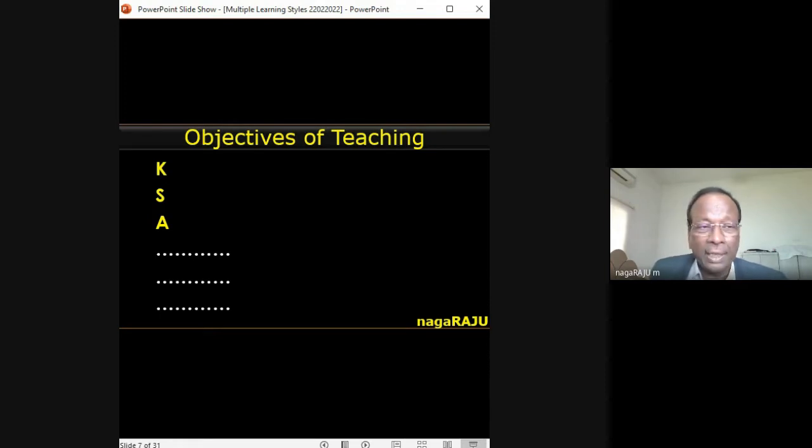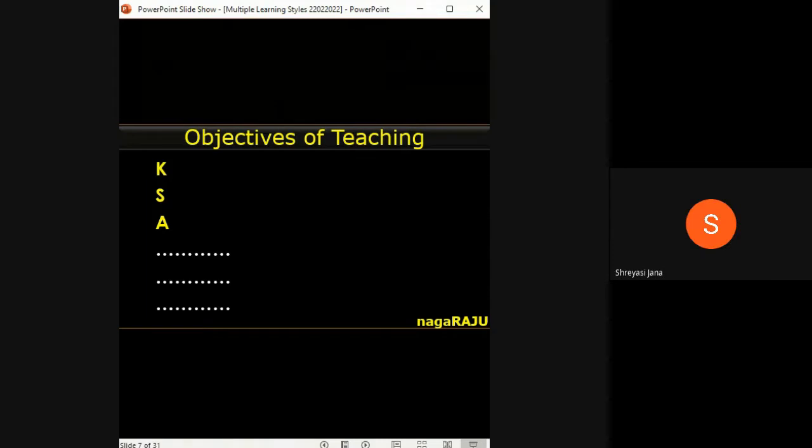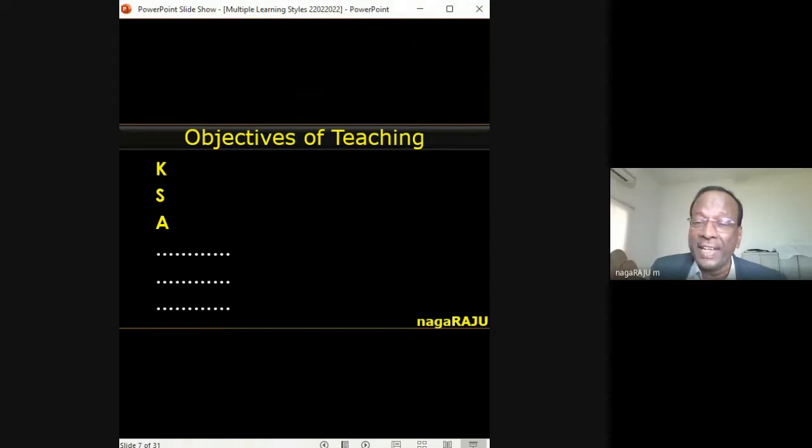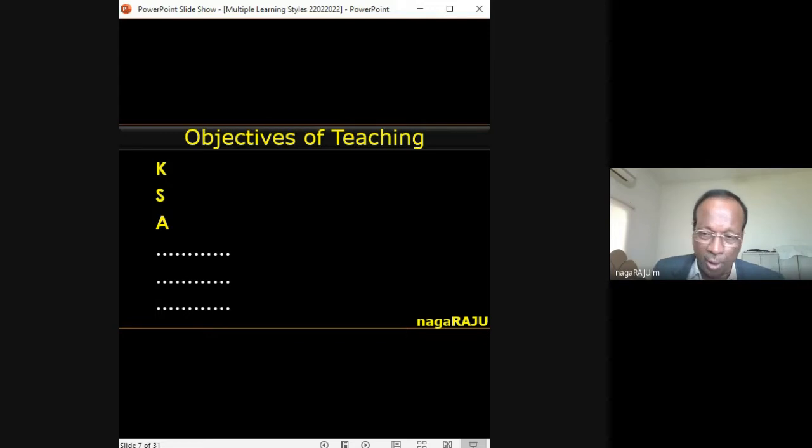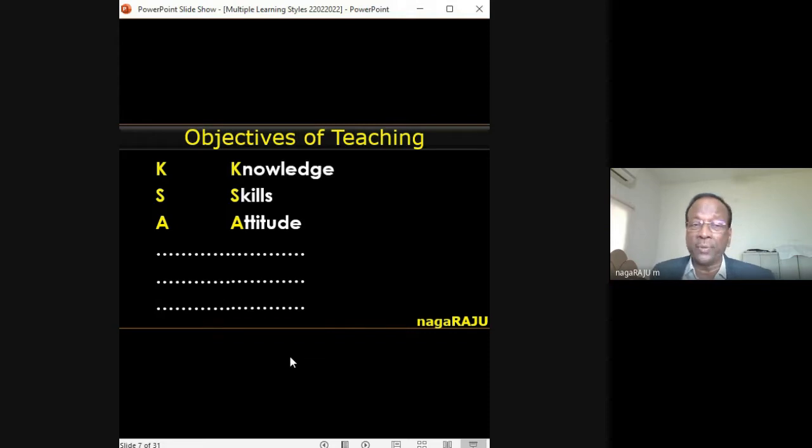Do you have any vague idea what that letter S there stands for? Skills. Thank you, Shreyasi. Yes. So we also try to build some skills in our classroom. A for attitude, whatever subject we are teaching, irrespective. Correct. You're right. So knowledge, skills, and attitude are the 3 things that we are trying to develop in our classes.